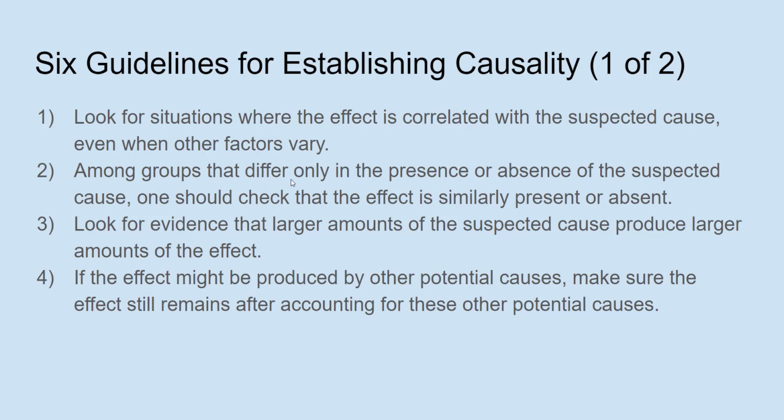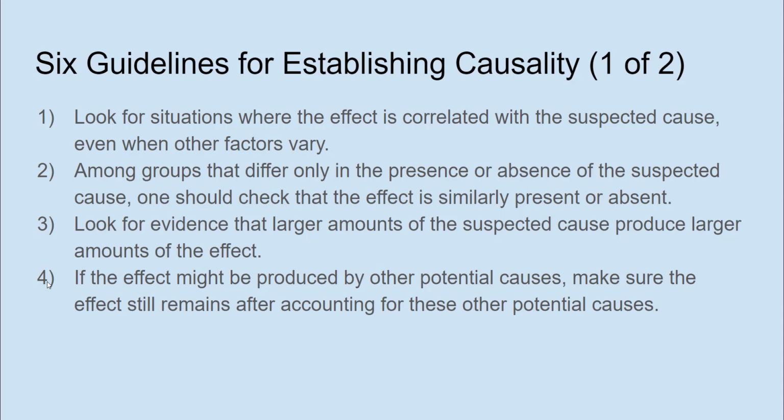So among the groups that differ, check that high values in X correspond with high values in the Y variable, and low values for the X variable lead to low values in the Y variable. This would indicate evidence that there is a causal relationship between the two variables. So this would be like number 3.